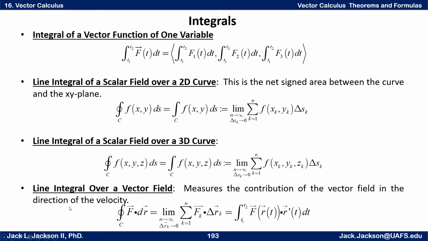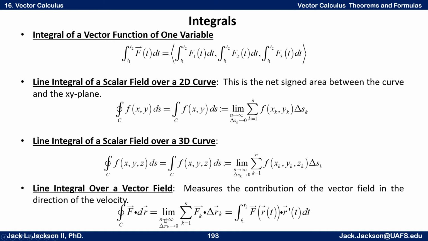The line integral over a vector field measures the contribution of the vector field in the direction of the velocity, in the direction of motion along the curve. And so we write that as the line integral over the curve of the vector F dot dr.